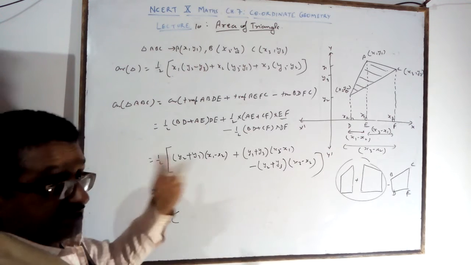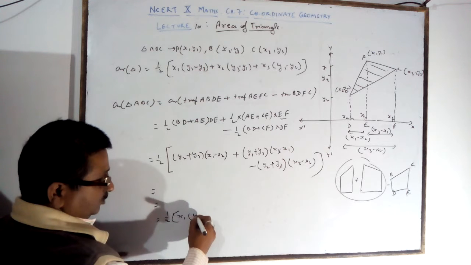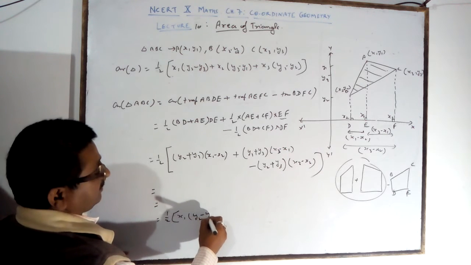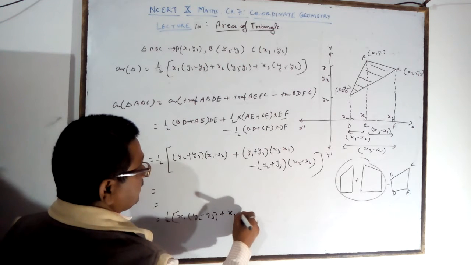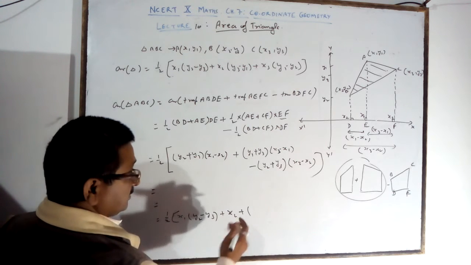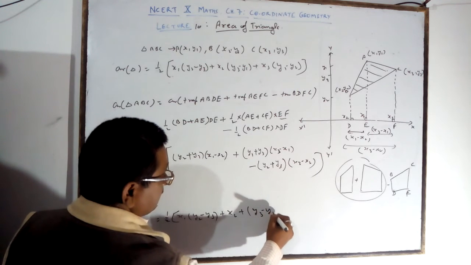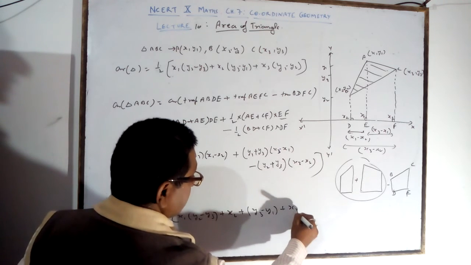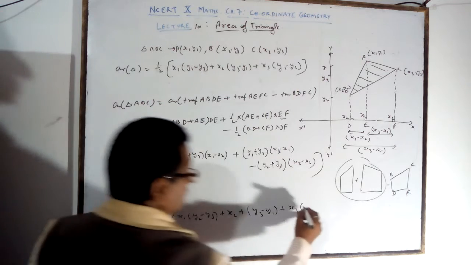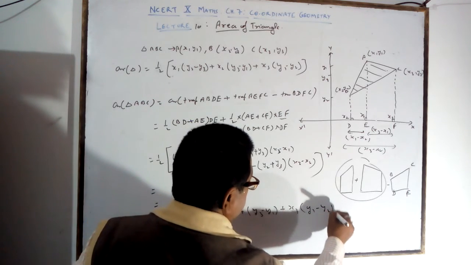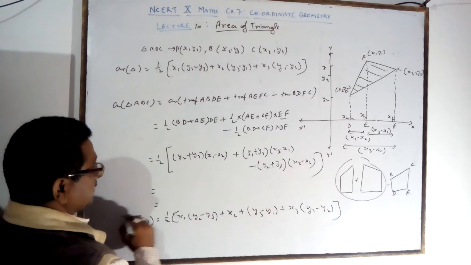You can learn without seeing I am writing. Half x1, 1 you are writing, then 2 and 3 will be y2 minus y3. Plus x2 you are writing, then 1, 2, 3 in the cycle, 2 after 3, y3 minus y1. And then x3 you are writing, then because after 3 there is no number, 1 minus 2, y1 minus y2. It is your area of any triangle whose vertices are given.